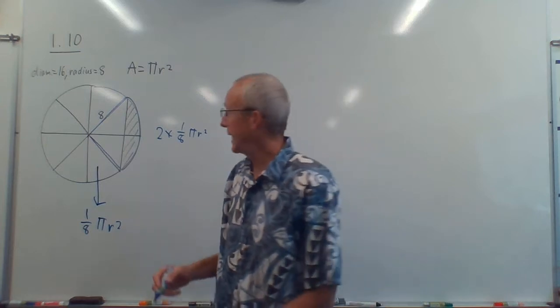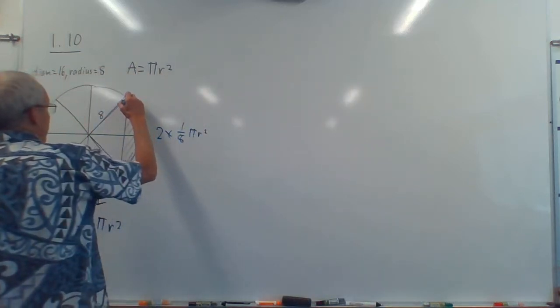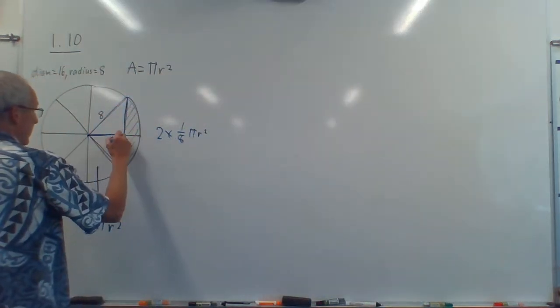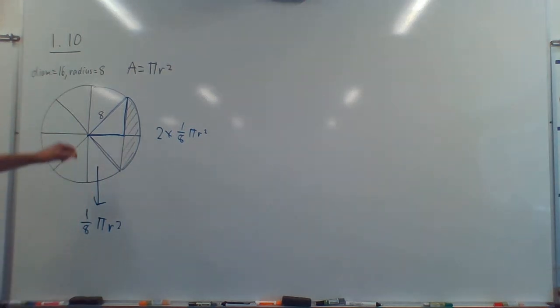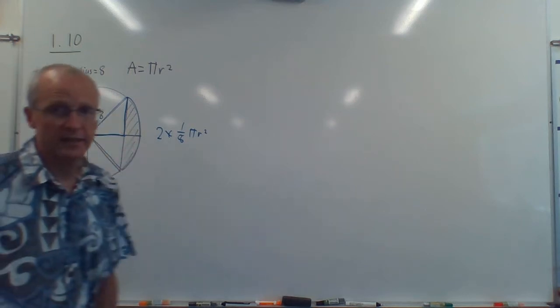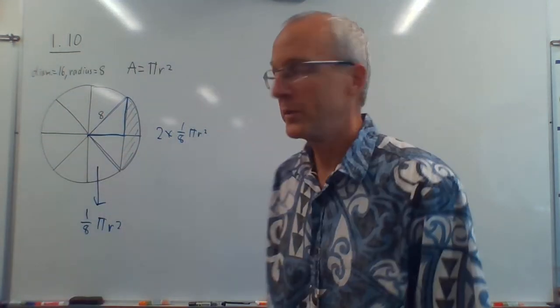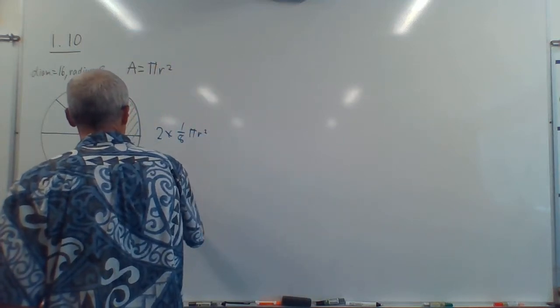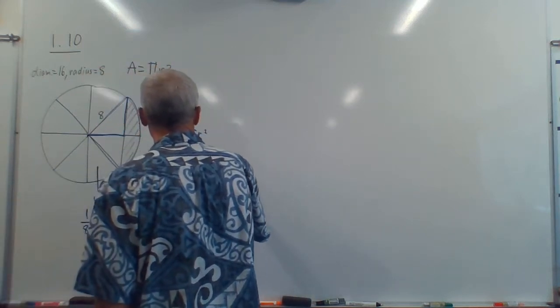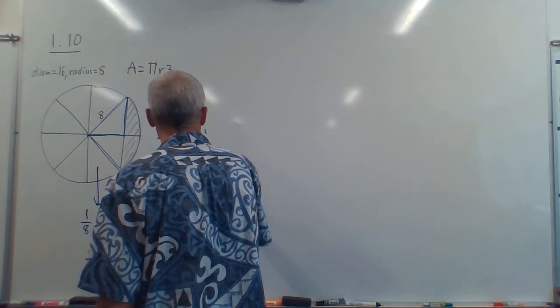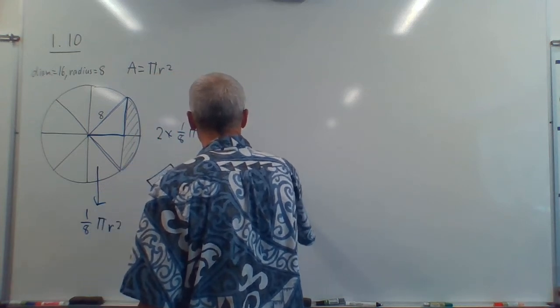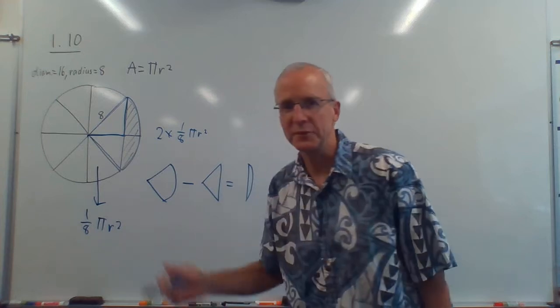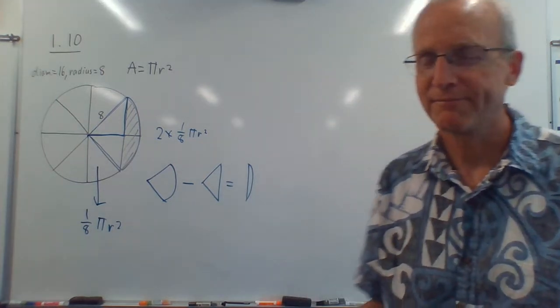And then what we can figure out is the area of these triangles. Okay, and then we can take the whole piece minus the area of the triangles, and that's what the shaded area is. So that's the trick here. The whole piece minus the area of the triangles equals this piece, right? Isn't that cool? I just thought that was pretty clever.